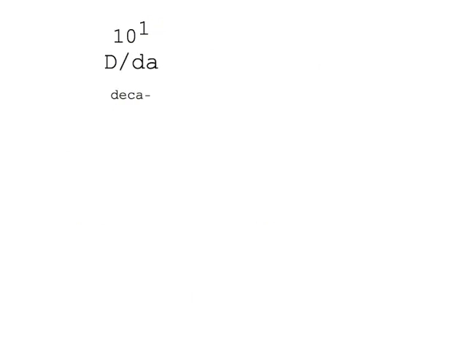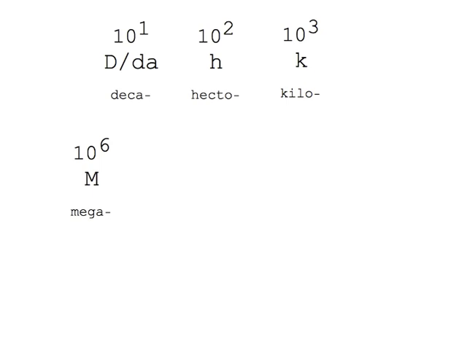10 to the first power uses the prefix deca, abbreviated by an uppercase D or a lowercase da. 10 to the second power uses the prefix hecto, abbreviated by a lowercase h. 10 to the third power uses the prefix kilo, abbreviated by a lowercase k. 10 to the sixth power uses the prefix mega, abbreviated by an uppercase M.